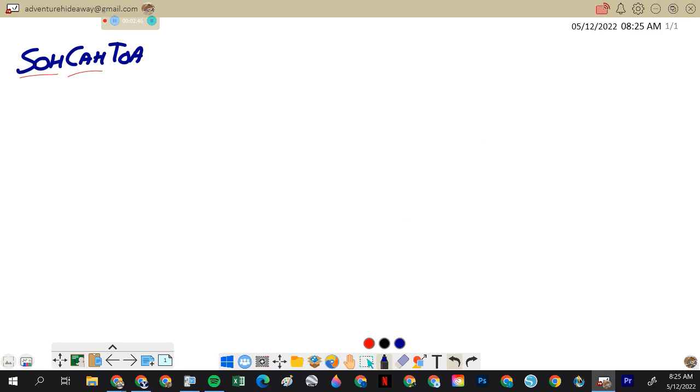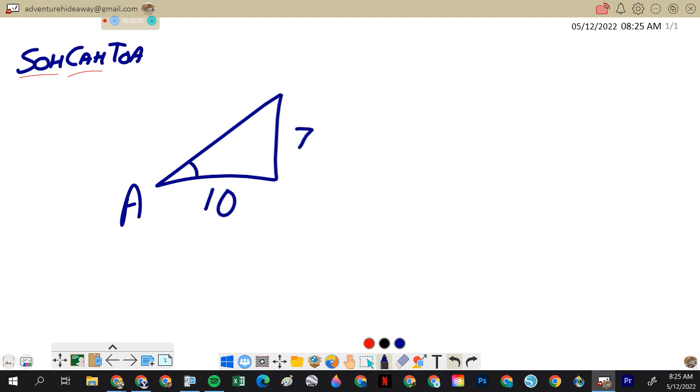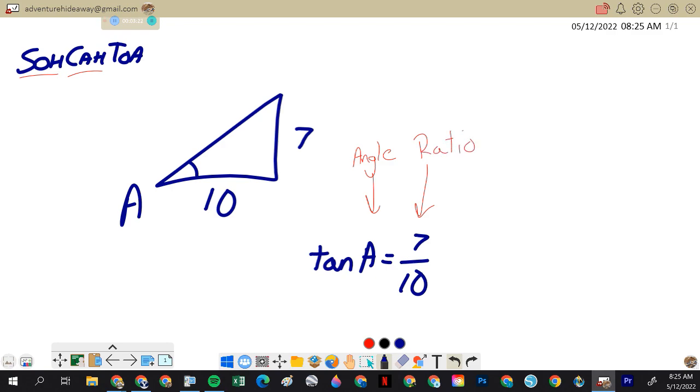Well, today we're going to do a new type of problem. What if this is 7 and this is 10? So we're going to use tangent. So this says that the tangent of A is 7/10. Now this is an angle, and this is a ratio. And every time you plug in the same angle, you get the equivalent ratio.